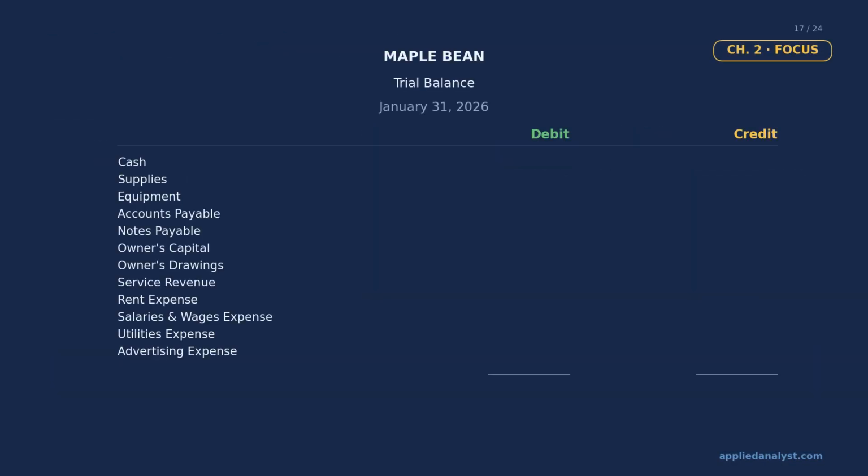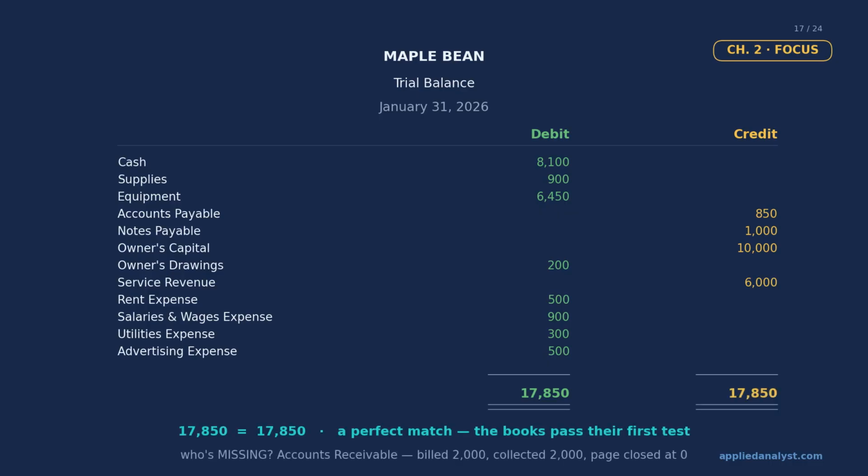The inspection is called the trial balance, a list of every account and its balance at one moment, built straight from the entries you wrote. Debit column, cash 8,100, supplies 900, equipment 6,450, drawings 200, and the 4 expenses. Total debits, 17,850. Credit column, payables, capital, revenue. Total credits the same, a perfect match. And notice who's missing, accounts receivable, the page that closed at 0, so it has nothing to report.